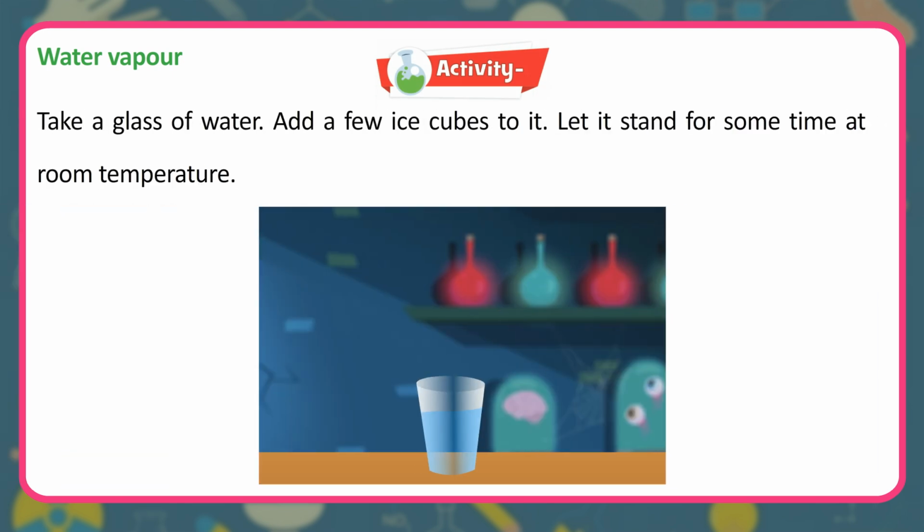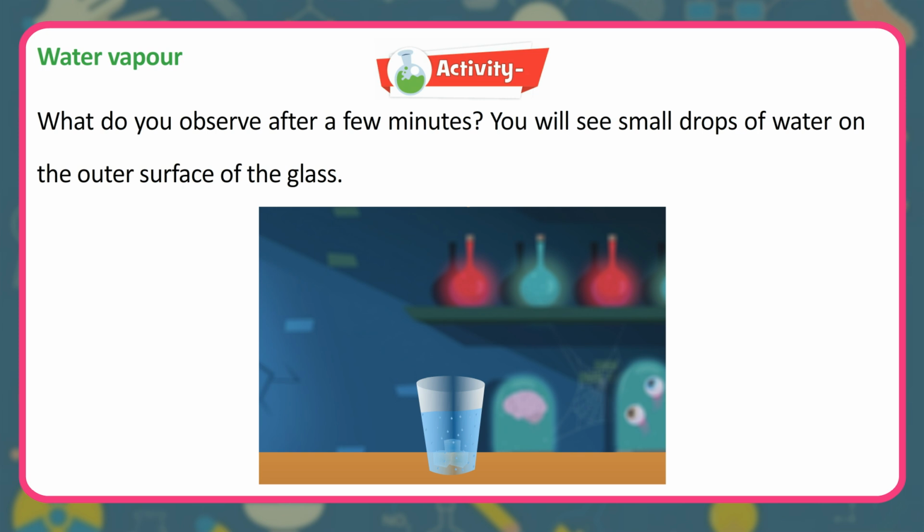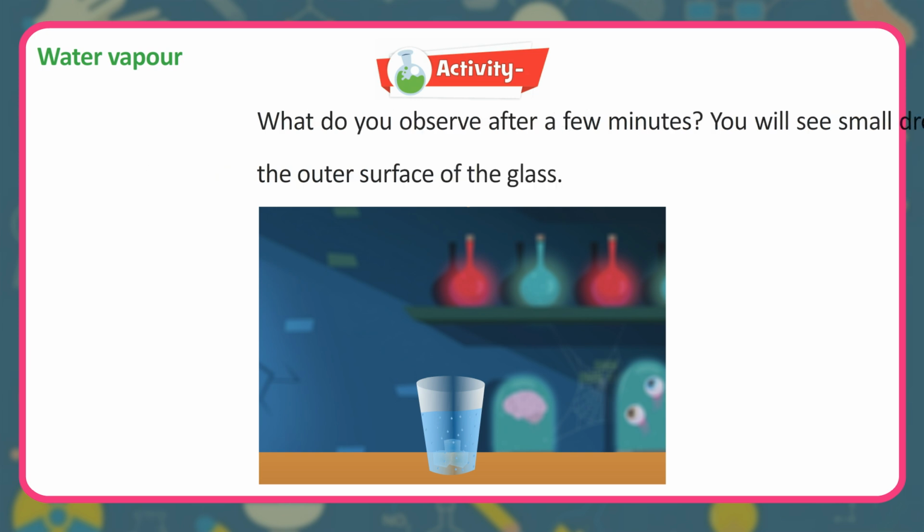Water vapor. Activity. Take a glass of water. Add a few ice cubes to it. Let it stand for some time at room temperature. What do you observe after a few minutes? You will see small drops of water on the outer surface of the glass.